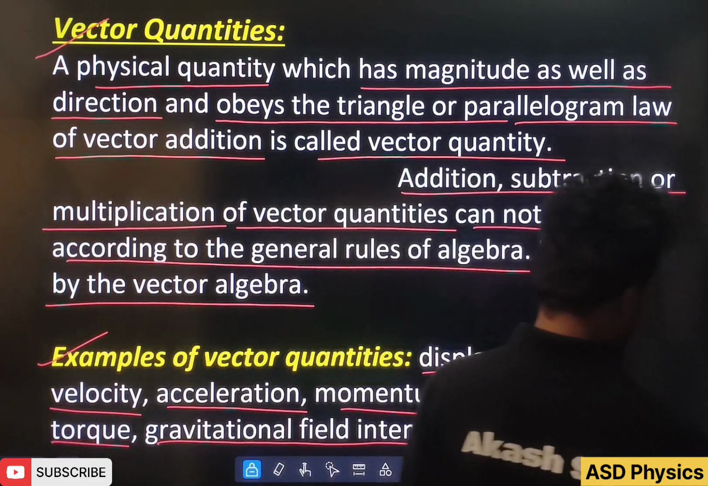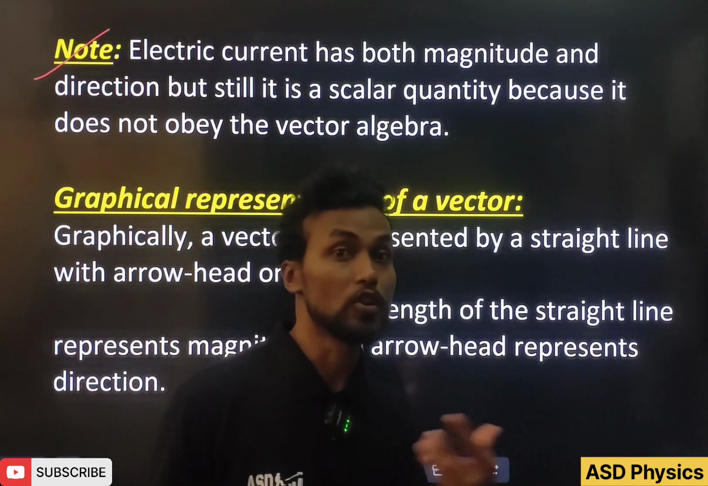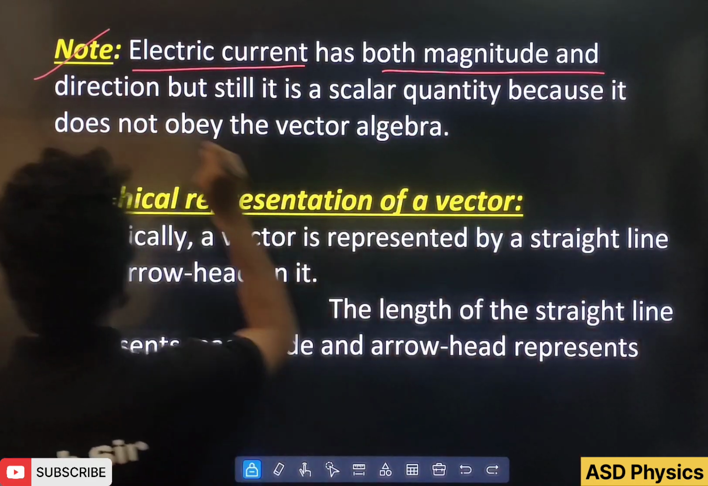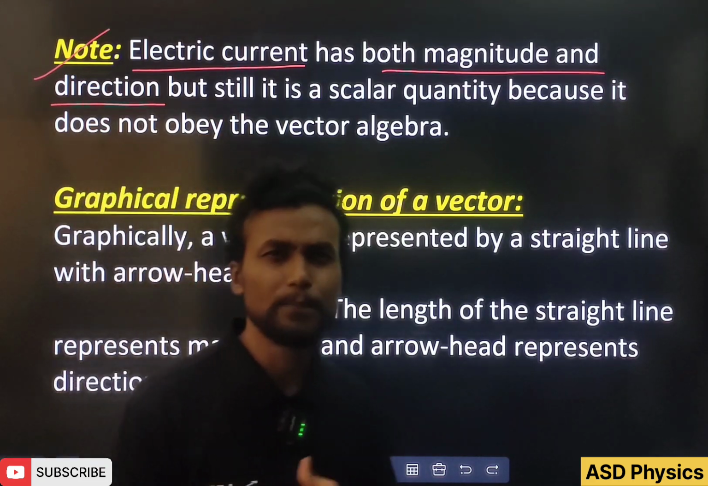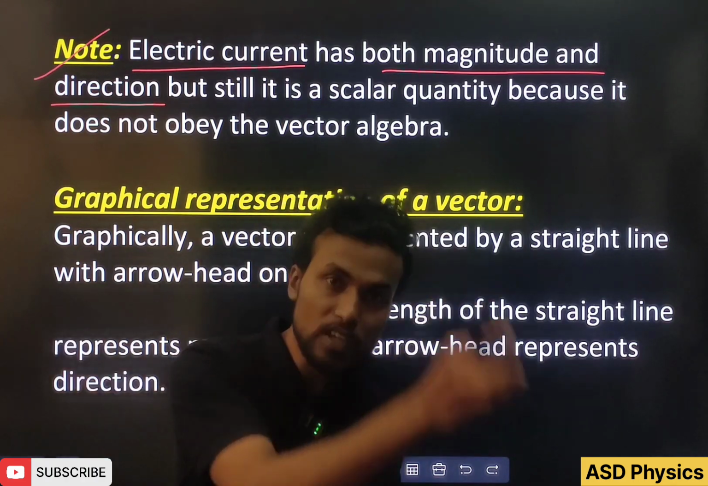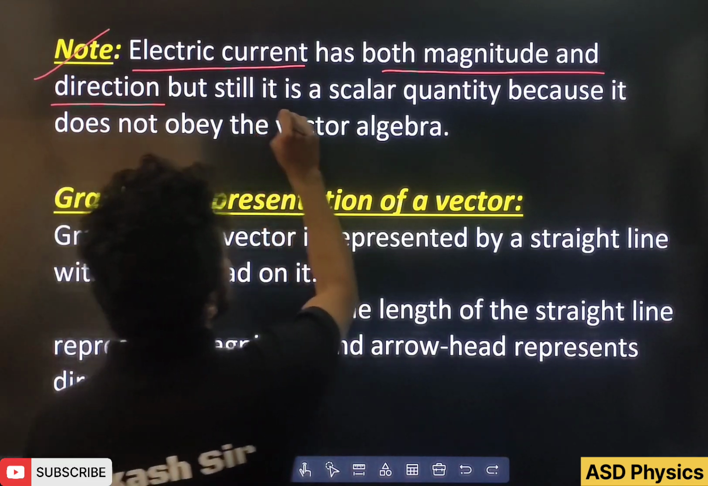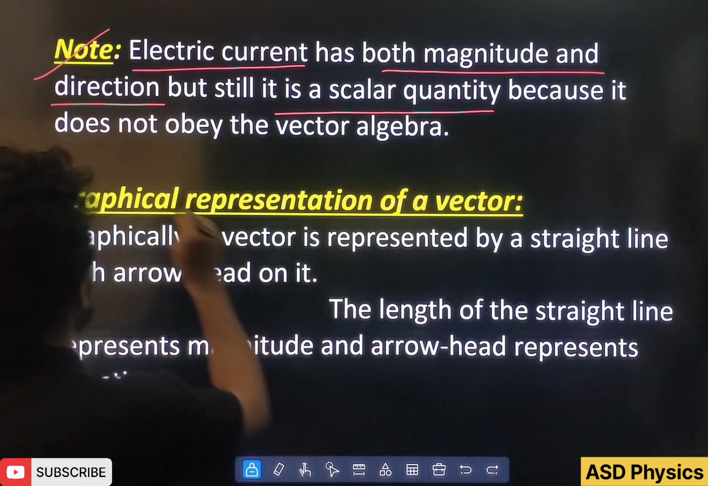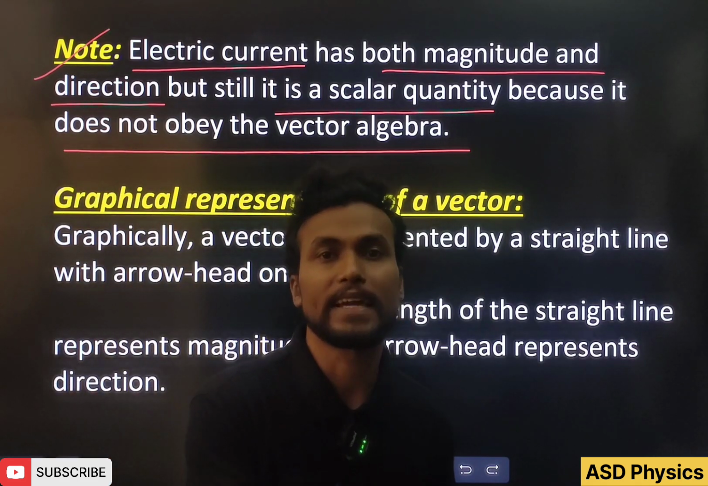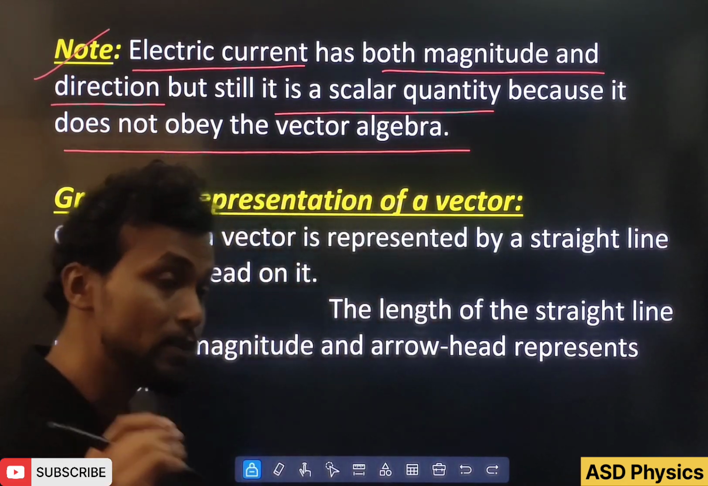Okay students, good. Now, as I have told you, we will discuss electric current. Very important: electric current has both magnitude and direction. Magnitude means 1 ampere, 2 ampere, 3 ampere. Direction means conventional current always flows from the positive terminal of the battery to the negative terminal of the battery. So the direction is fixed and magnitude is also there. But why is it a scalar quantity? Because it does not obey vector algebra. In simple language, it will not obey the triangle law of vector addition. That's why electric current is a scalar quantity. Kindly remember it.